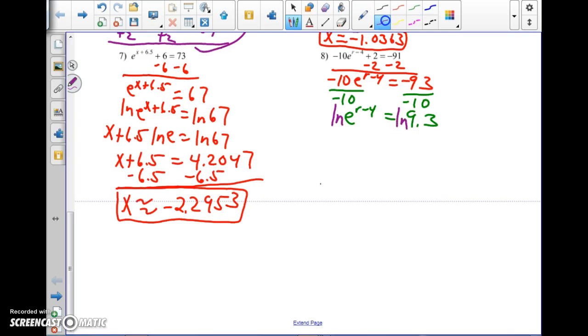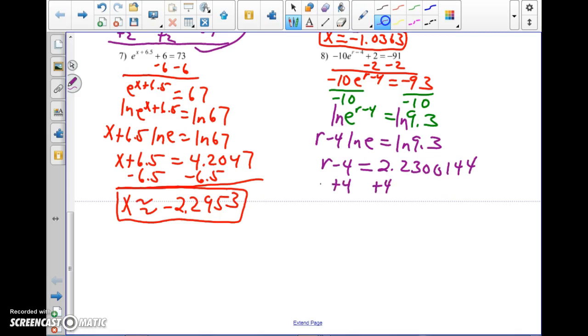Swing. Divide both sides by ln e. And now add 4 to both sides. Round it to the 4th decimal place. This is your answer.